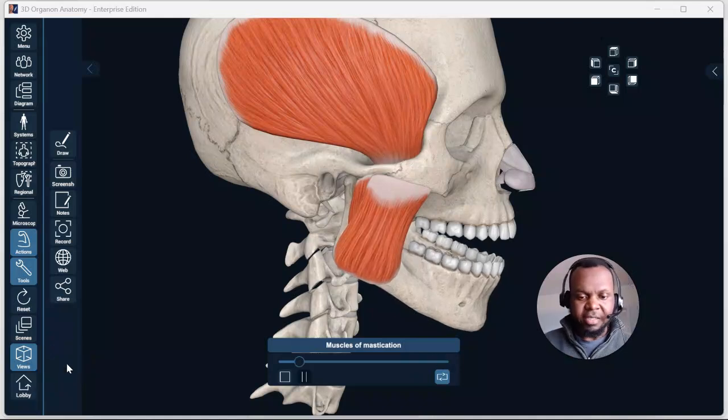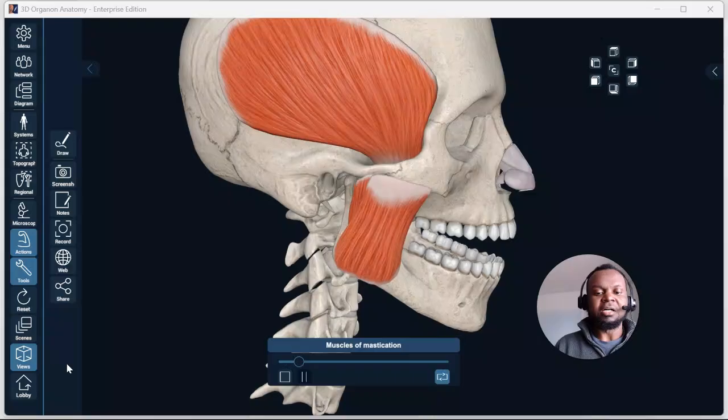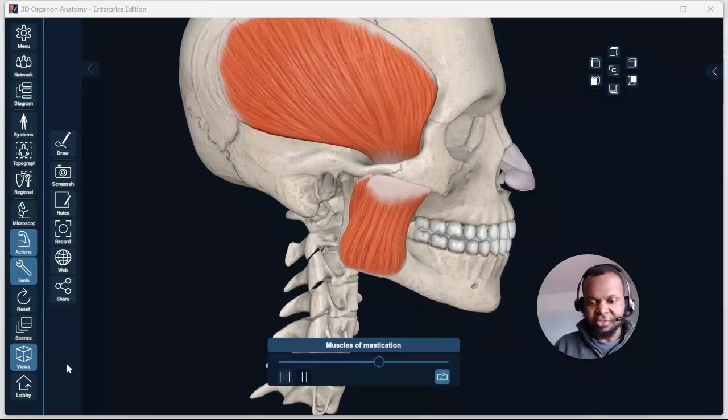Welcome everybody. Today I'm here at the 3D Anatomy Lab at the Jaye Wellness Studio. We're going to look at some of the muscles of mastication.